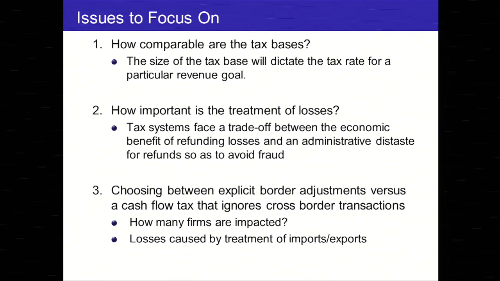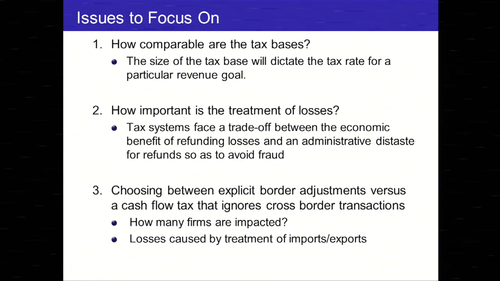Okay. So some things to focus on, and what we tried to focus on in setting up the micro-simulation. The first is how comparable the tax base is. So the size of the tax base is going to dictate what kind of rate you can impose for some revenue goal that you're trying to achieve. So does the tax base get bigger or smaller when you move to a cash flow tax, and what happens to the tax base when you do the border adjustment? Secondly, as in the case of the farmer and the baker, we want to think about how to treat losses.